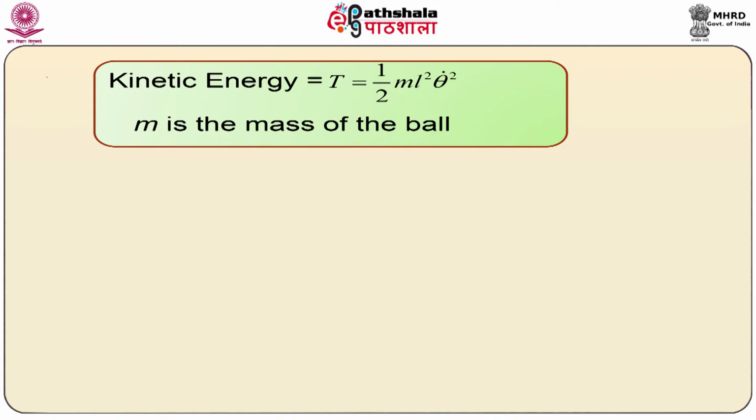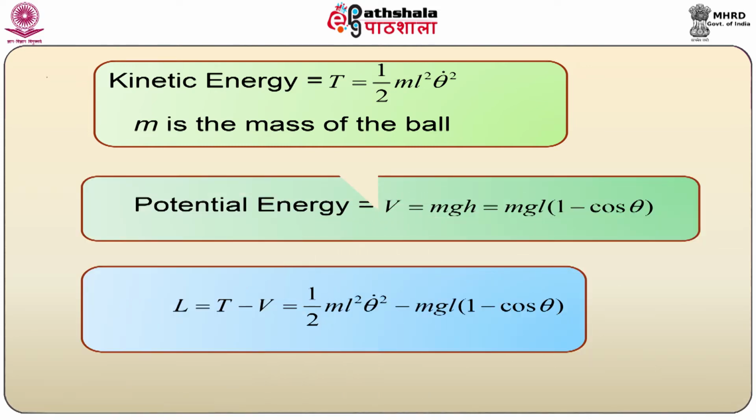Thus, kinetic energy T is given by half into m into square of the cross radial velocity, which gives T equal to half m L square theta dot square. M is the mass of the ball. Let us calculate the potential energy of the bob. It is denoted by capital V, which is m into small g into h. G is the acceleration due to gravity.